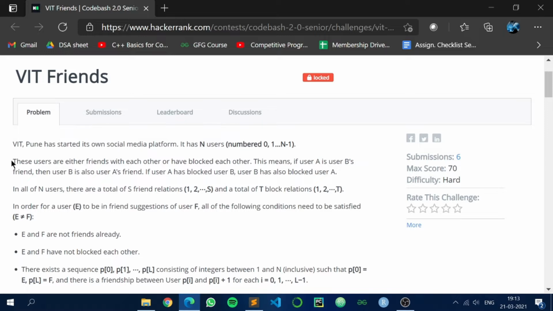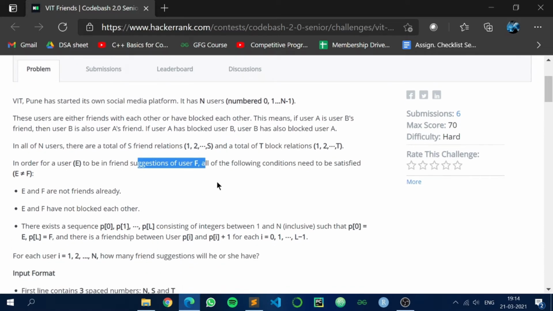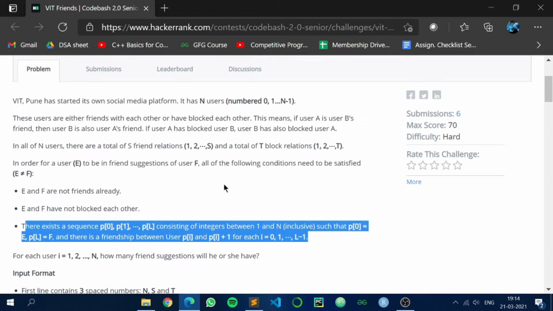Now let's see what the problem further states. Among all of the n users, there are s friendship relationships, and there are a total of t blocked relationships. In order for a user E to be in the friend suggestions of user F, all of the following conditions need to be satisfied. E and F are not already friends. E and F are not blocked by each other already. And the third condition states that there should be a traversal path between E and F. That means there should be a way to traverse from E to F.